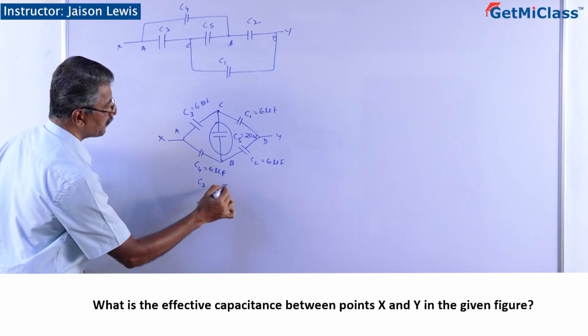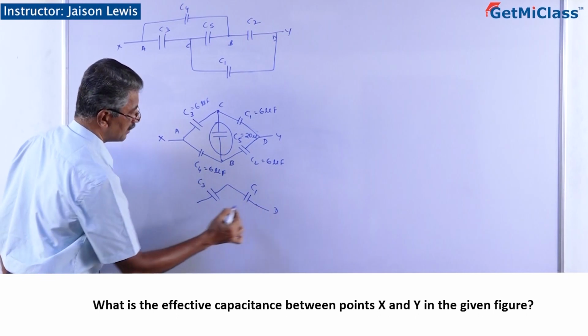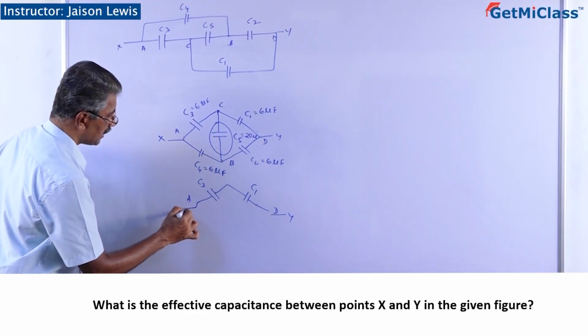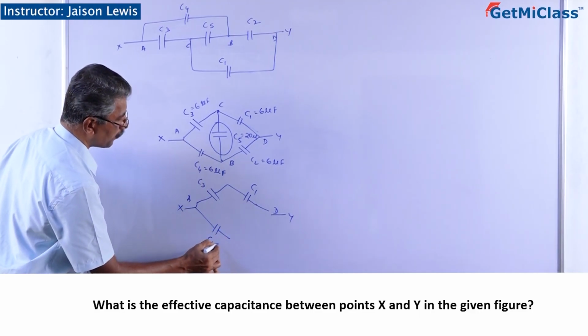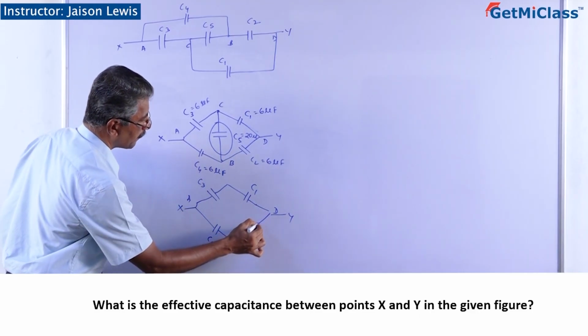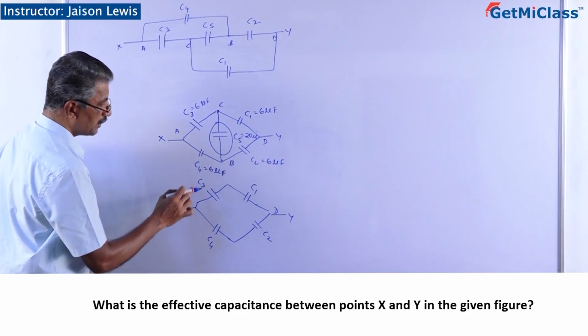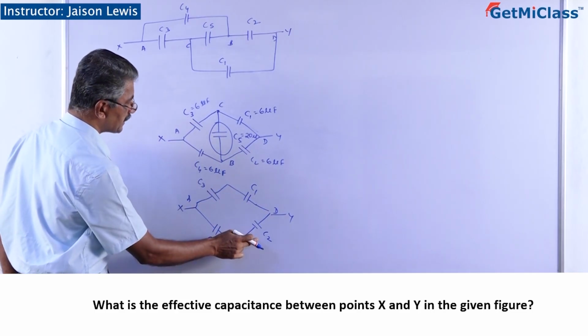One is C3 and we have C1. We get a point D, that is nothing but Y, and here we will get a point A, that is X, and 2 more capacitors, that is C4 and C2. Now C3 and C1 are in series, C4 and C2 are in series.